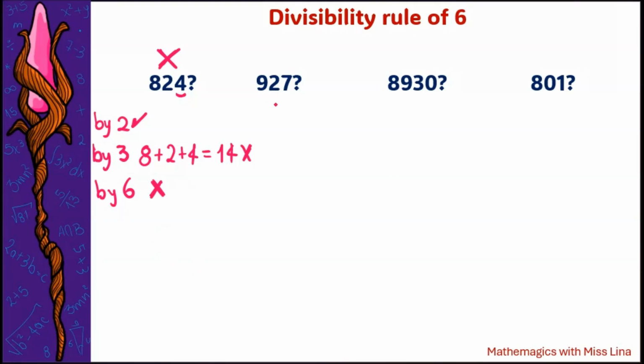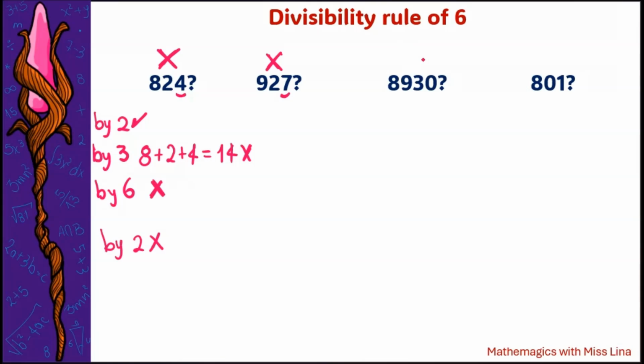Let's check the 927. Again, let's check if it's divisible by 2. It's an odd number, so it's not divisible by 2. Then it doesn't make sense to check the 3 because if it doesn't meet the condition of being divisible by 2, then it's not going to be divisible by 6. So no, not divisible by 6. Okay guys, you can pause the video and try the last two exercises.